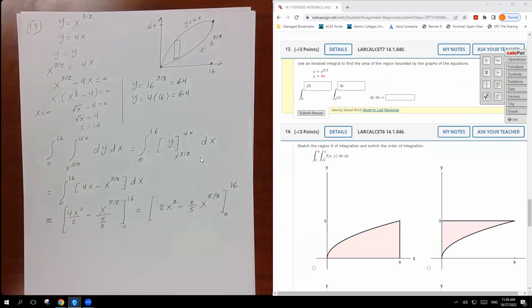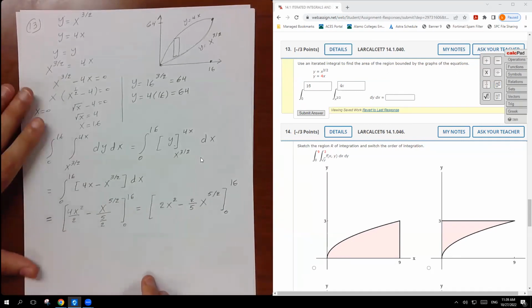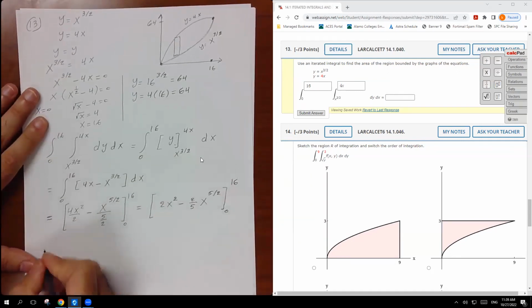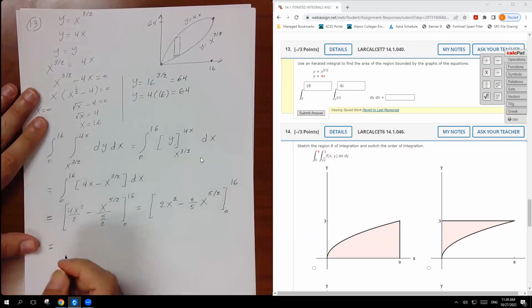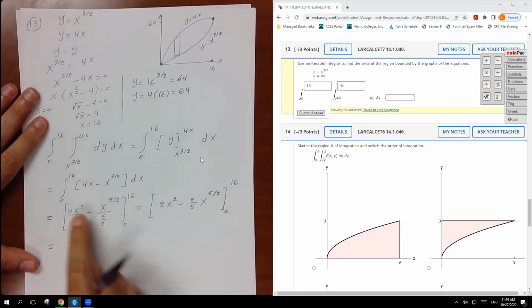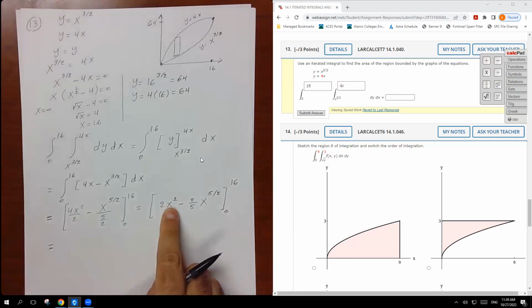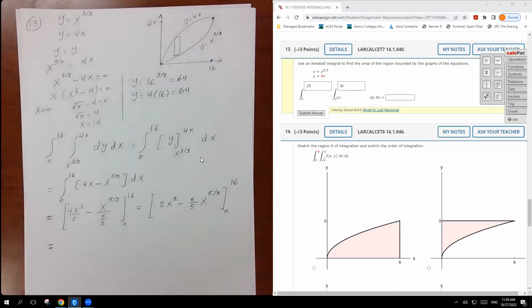Let's plug in these numbers. So plug in the 16. This one is going to be 16 squared times 2, which is 512. Let's check that. 16 times 16 times 2, yes, 512.